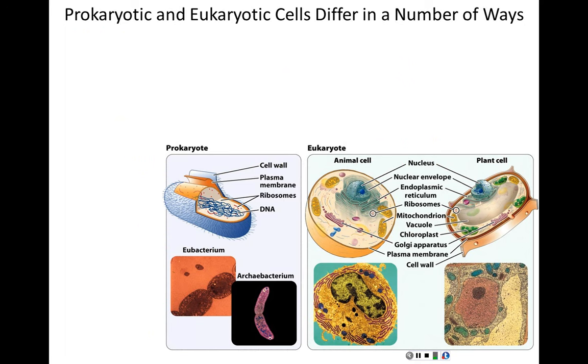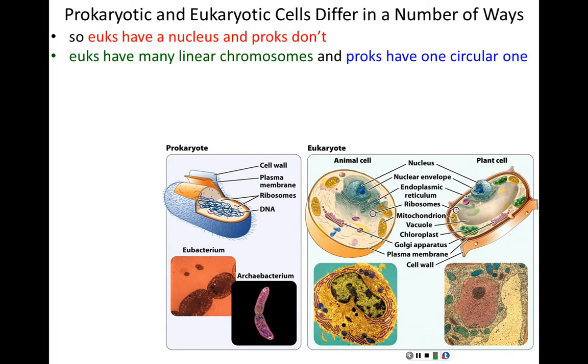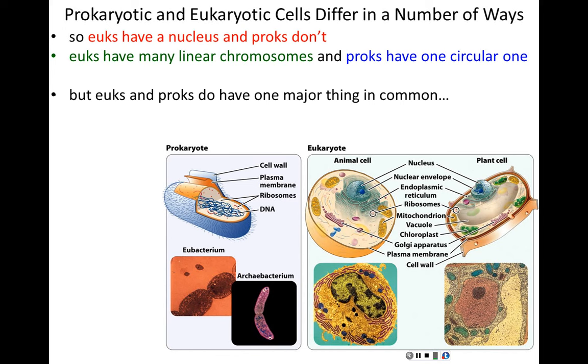There are other differences that you're aware of, I'm sure. Prokaryotes are much smaller, eukaryotes are larger, prokaryotes don't have organelles, eukaryotes do, etc., etc. But for us, the real point comes down to that nucleus and the number of chromosomes. Eukaryotic cells have a nucleus and prokaryotic cells don't. Eukaryotic cells have many, many linear chromosomes. Prokaryotes have only 1 circular chromosome, a single card in their deck.